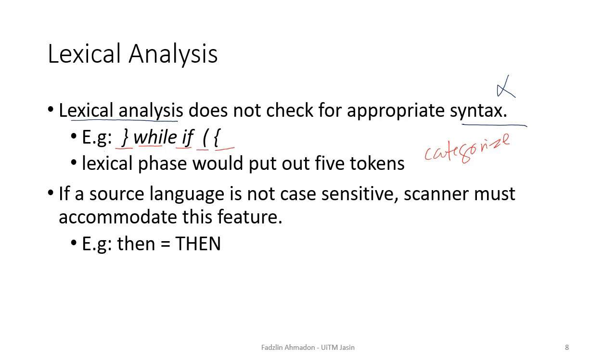And then, if a source language is not case sensitive, the scanner or the compiler must also accommodate this feature. So for example, if you are writing your coding using all lowercase, the compiler must be able to know that it means the same thing as this. But for Java, you have to remember, Java is case sensitive.